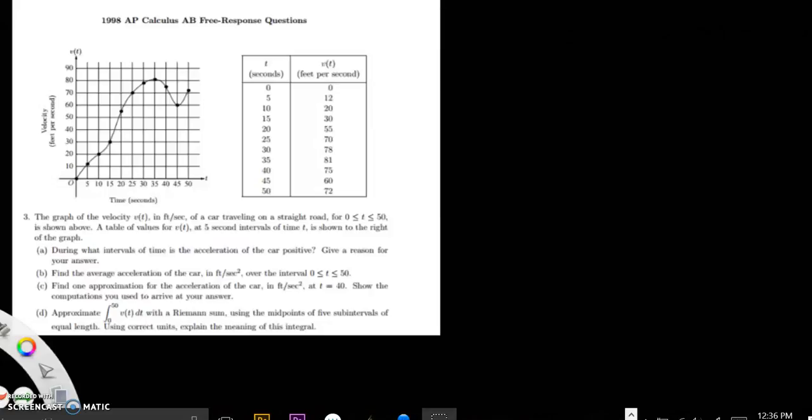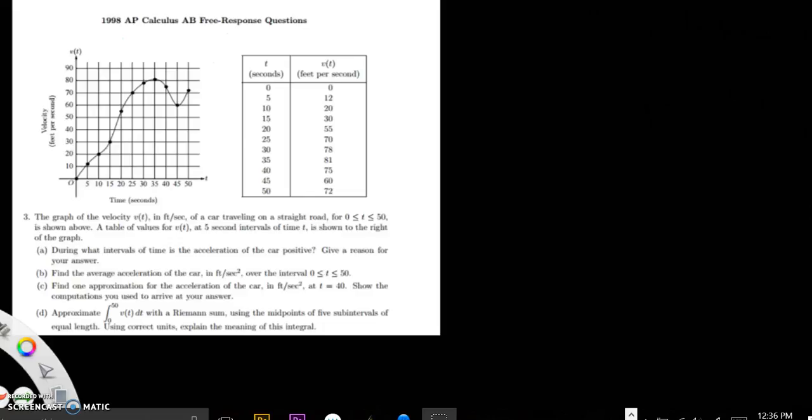Hello, and we're going to solve the 1998 AP Calculus AB FRQ question number 3. It gives us a graph of velocity. It says a graph of velocity v of t in feet per second of a car traveling on a straight road for t between 0 and 50 is shown above. A table of values for v of t at 5-second intervals of time t is shown to the right of the graph. During what intervals of time is the acceleration of the car positive? Give a reason for your answer.